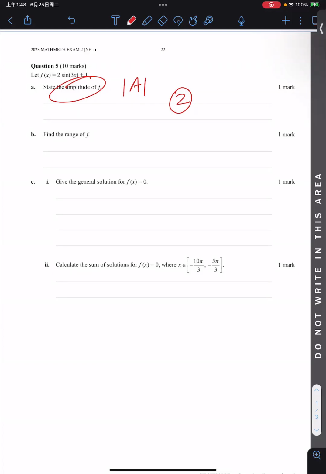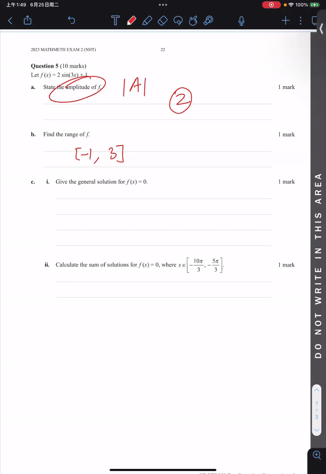You don't have to worry about the domain or the x values. So when sine is -1, then times 2 is -2, plus 1, that's -1. For the maximum, no matter how you change your x values, the maximum of sine is always +1. So 1 times 2 is 2, plus 1, that's 3. So the interval for the range of the function is from -1 to 3 inclusive.